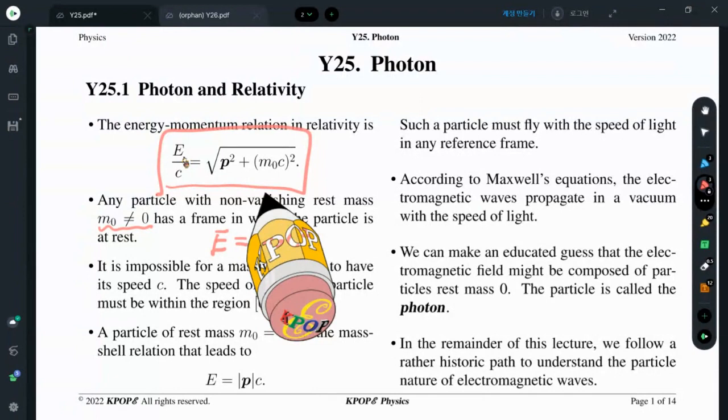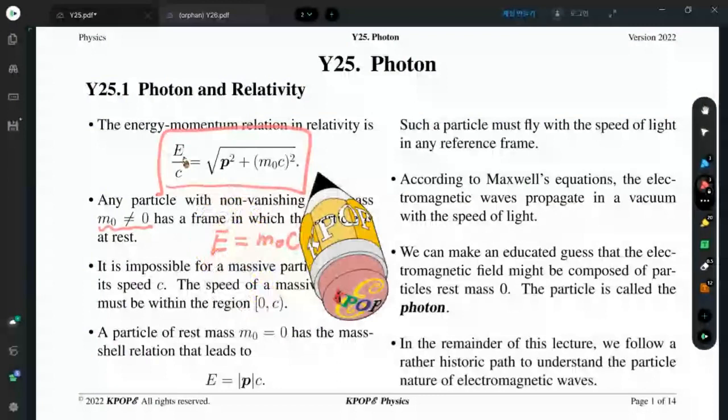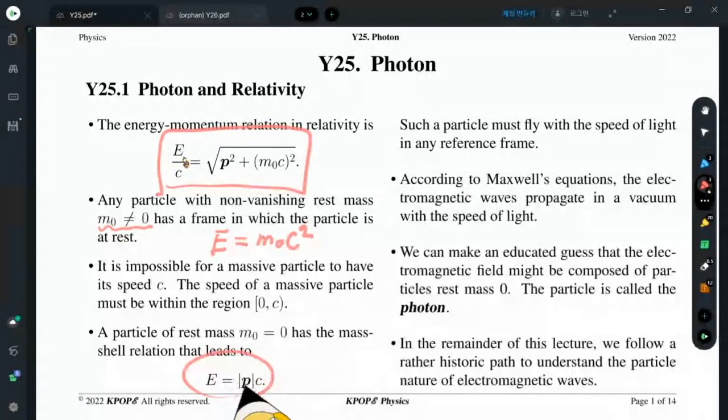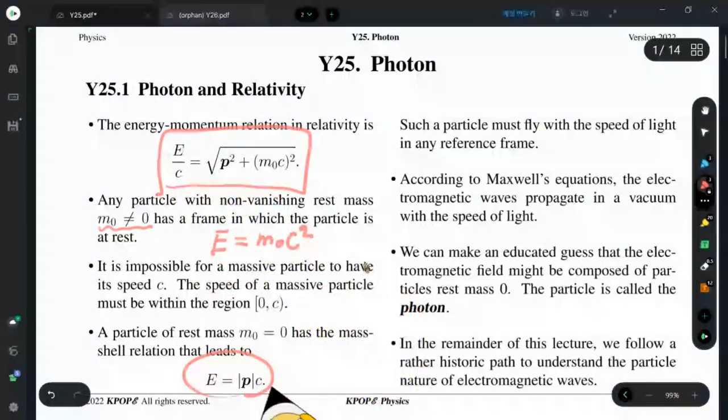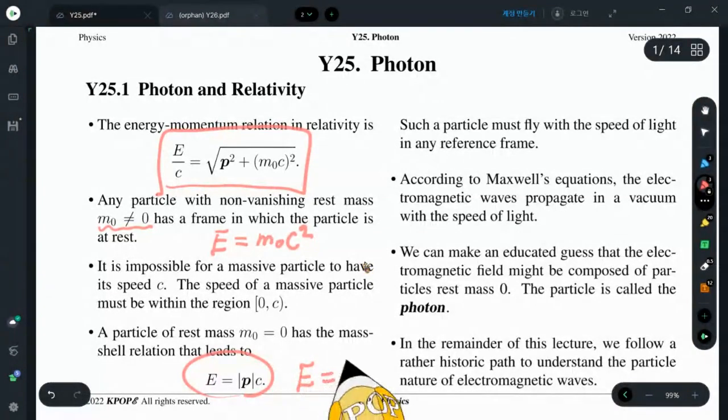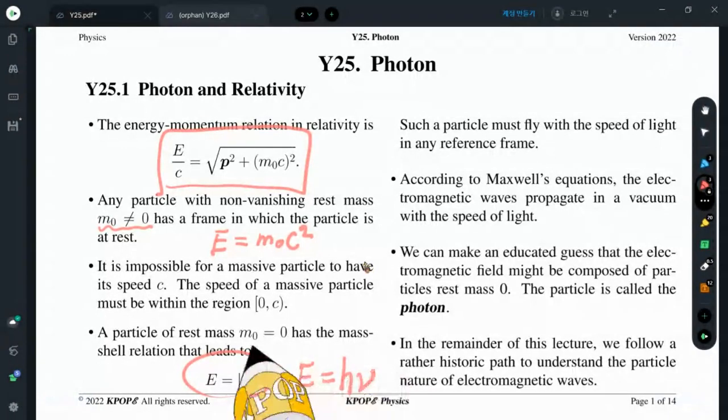Therefore, if we substitute the rest mass m0 equals 0 in this formula, then we arrive at the relation: the energy of a photon is proportional to the momentum of a photon. And using this result and the result of the photoelectric effect, that energy is proportional to the frequency, we can find a very, very important formula.